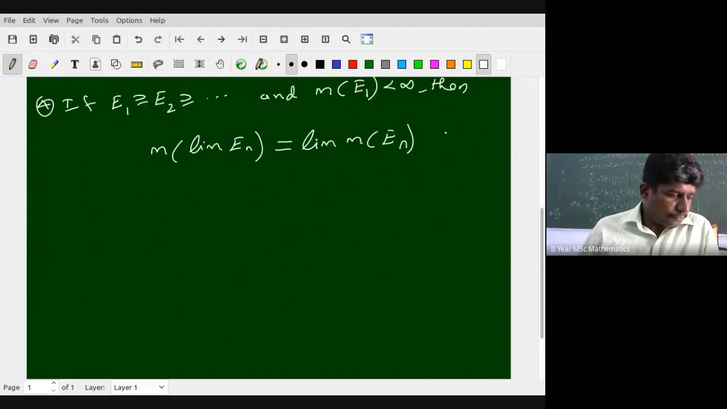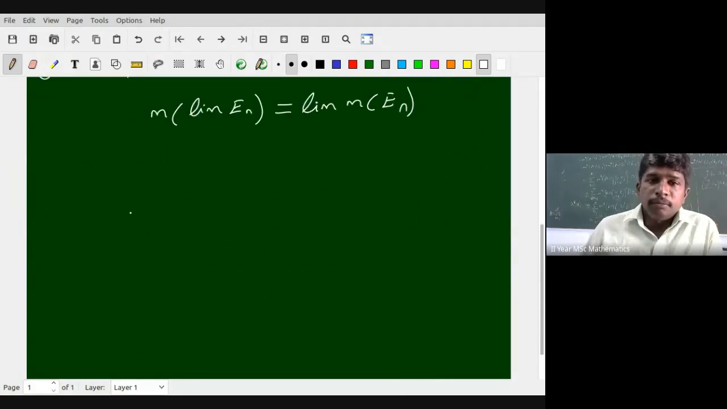Okay, so in the class we will see further. Okay, so properties and discussion about Lebesgue measure. Okay, an example. Now next.